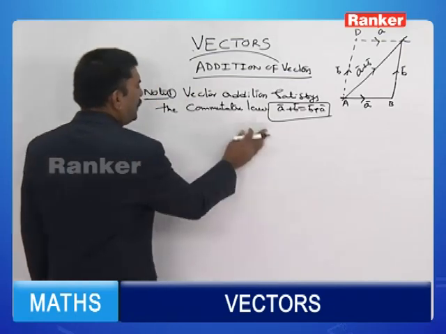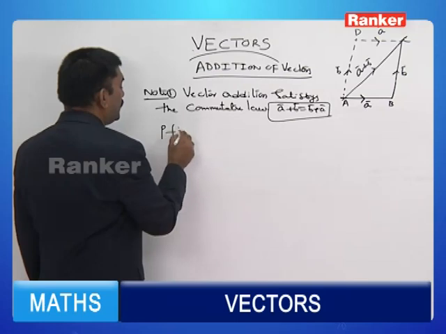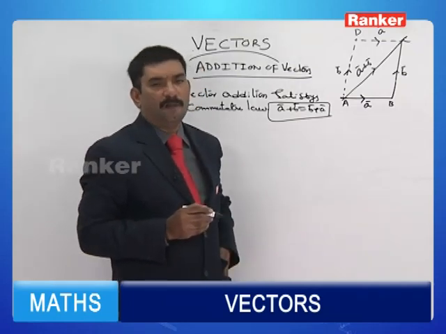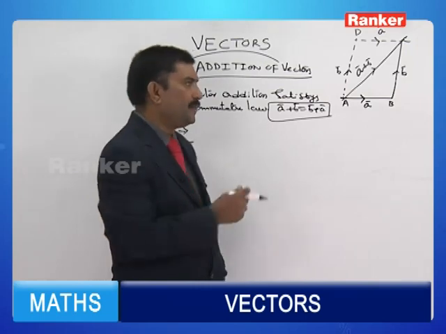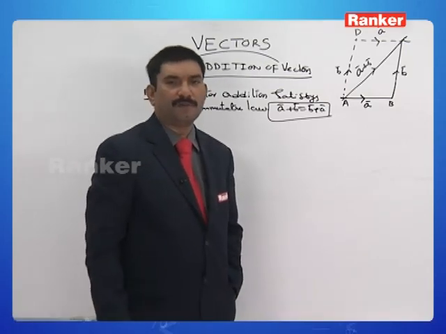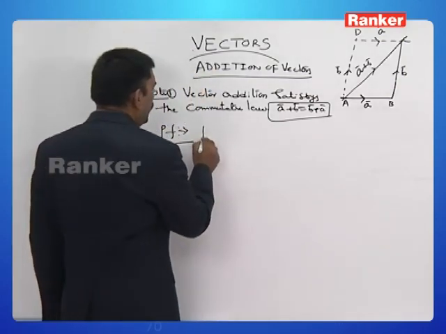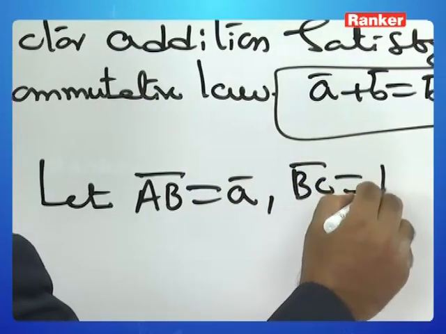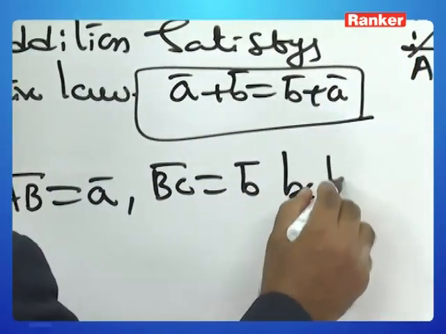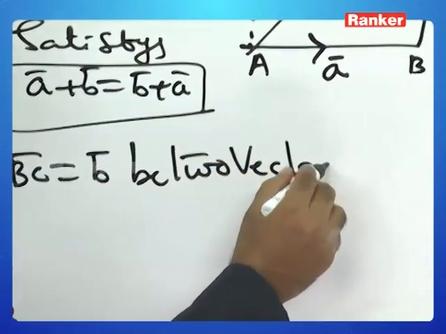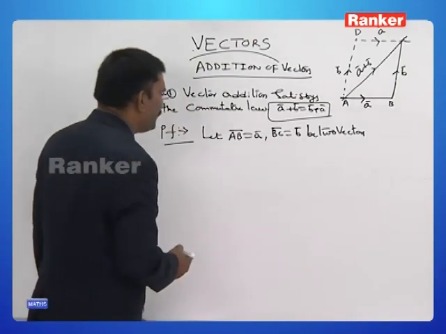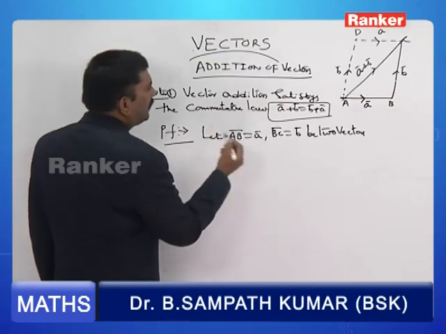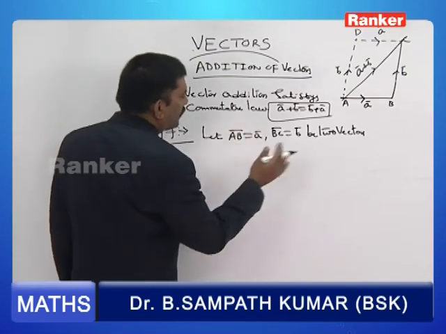Now let us prove this. It has its own advantage. Especially, you'll find more applications in geometrical applications. In geometry-oriented problems, you come across this application of the commutative law. So now, let AB bar is equal to A bar, BC bar is equal to B bar be two vectors. Now from the figure you can very well observe that AC bar is also A bar and AD bar is also B bar. You can take it for granted.